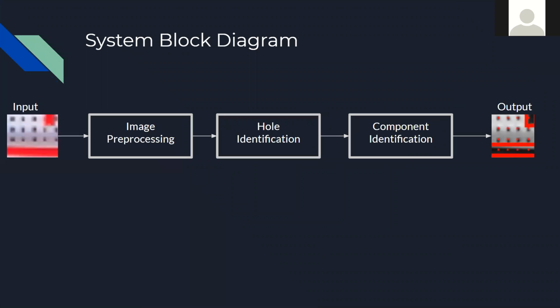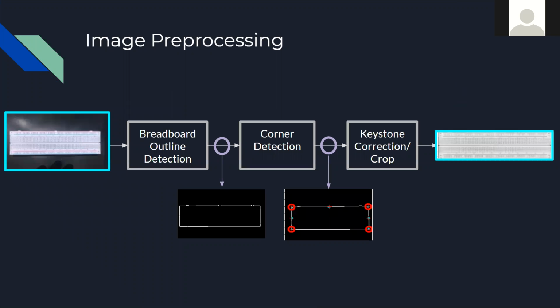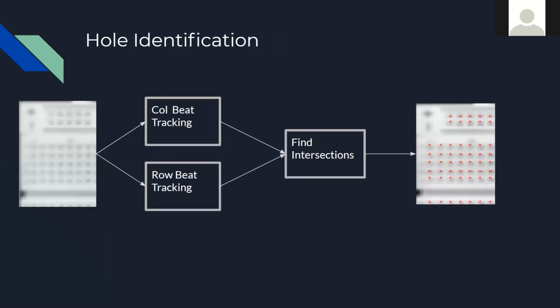Our system has three main blocks: image preprocessing, hole identification, and component identification. For the image preprocessing block, we pass a breadboard image in, find the outline of the board, locate the corners, and then crop the image and remove any optical distortion using the Keystone correction algorithm, which is available in NumPy. Now for the fun part.